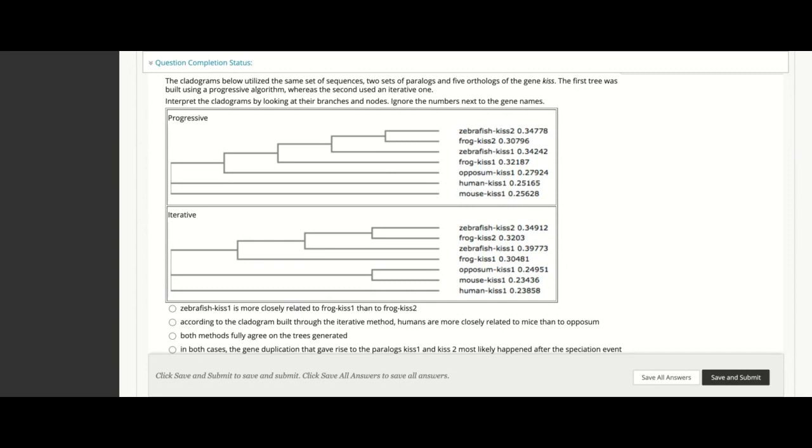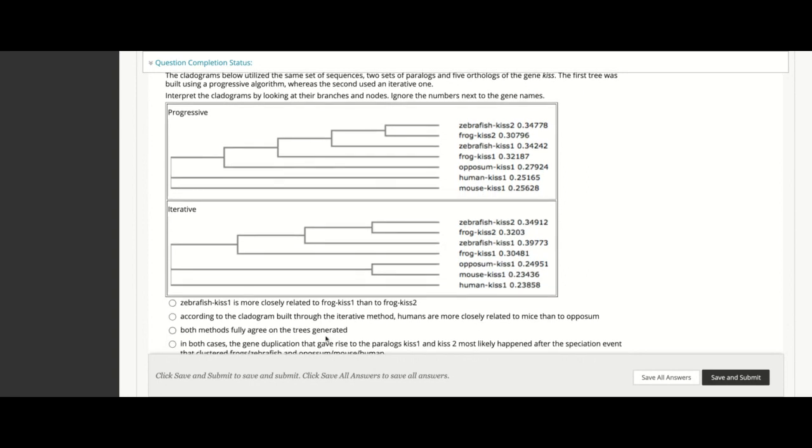According to the cladogram built through the iterative method, so I used muscle here, humans are more closely related to mice than to opossum. Okay, so human. Okay, that's the same question, basically, right? So I'm just saying this is closer to this than to that in this tree, but that's not true. It's the same question as what I asked here. You still say, no, not true.